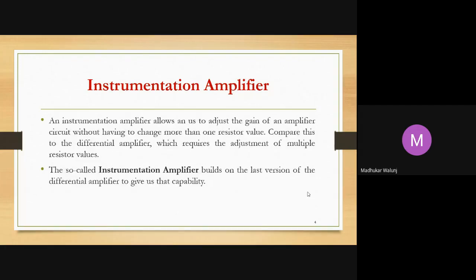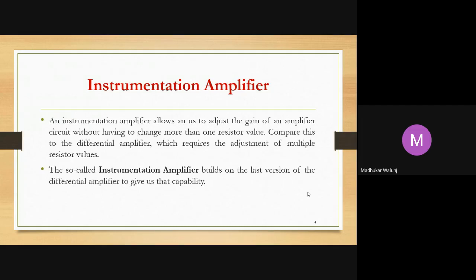An instrumentation amplifier allows us to adjust the gain of the amplifier circuit without having to change more than one resistor value. You can see that there are three resistors, R1, R2, and R gain. Using that R gain only, we can change the gain of this particular circuit. These are all externally connected resistors, so the gain of the amplifier can be easily changed. How it is to be changed, we are going to see in detail. The so-called instrumentation amplifier builds on the last version of the differential amplifier.